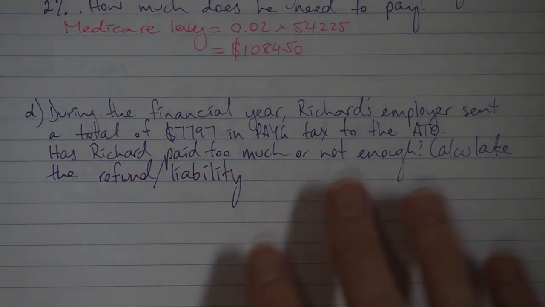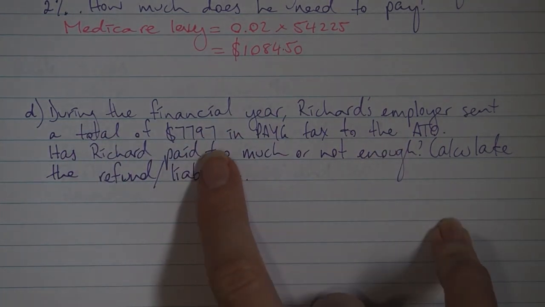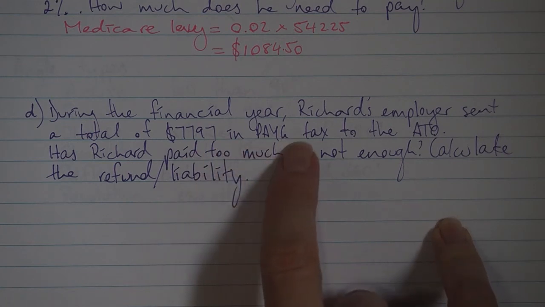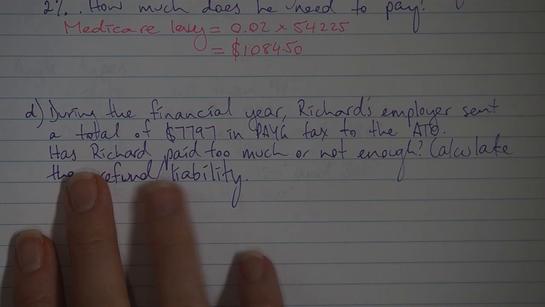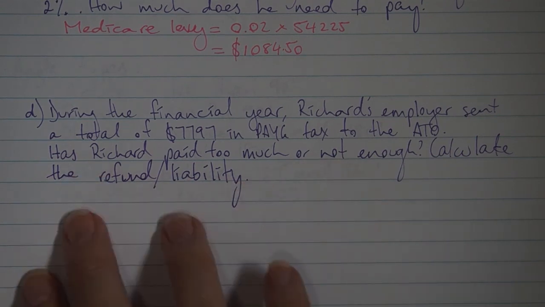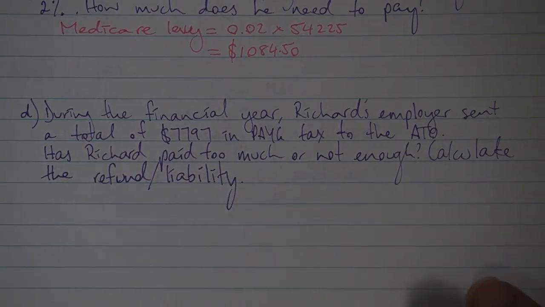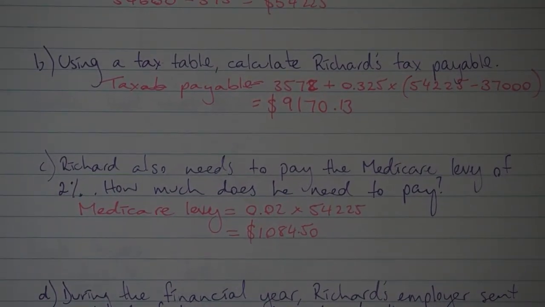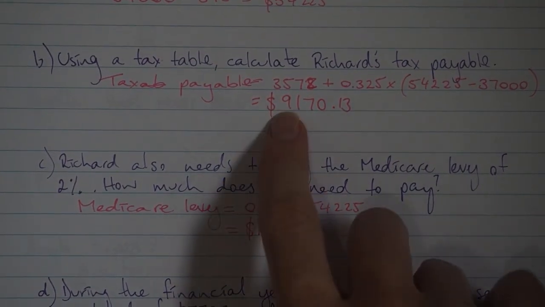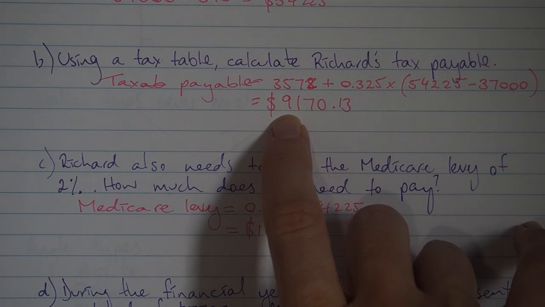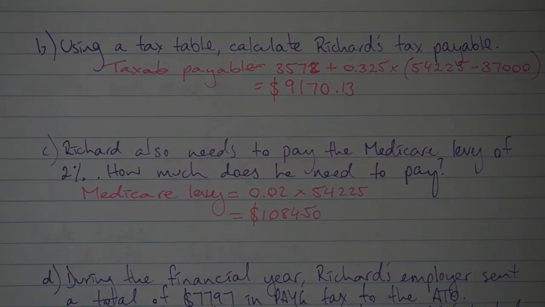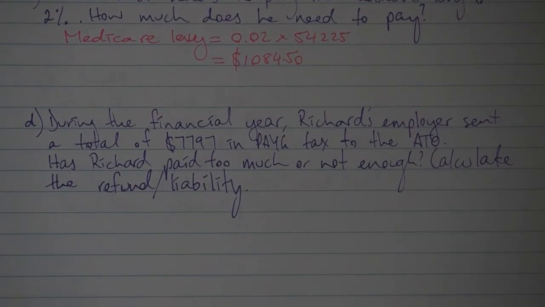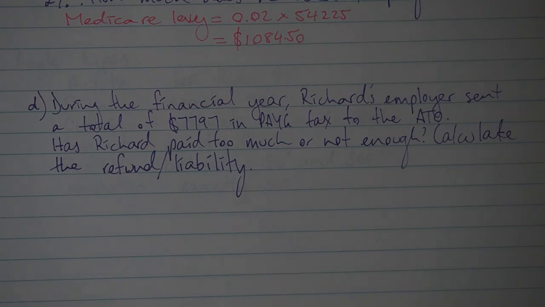So during the financial year, Richard's employer sent a total of $7,797 in PAYG tax to the ATO. ATO is Australian Tax Office, of course. Has Richard paid too much or not enough? Calculate the refund or liability. So hopefully from the previous questions, you can see he's already not paid enough tax. His tax payable was $9,170. So even without the Medicare levy, Richard has not paid enough tax. So we know just by looking at it, he is going to owe the tax office money. We just need to work out how much.